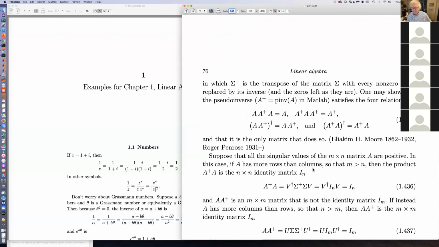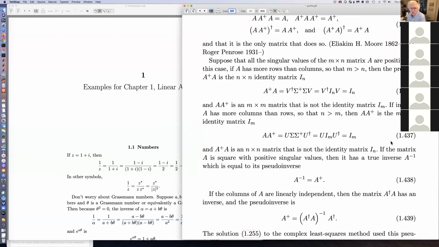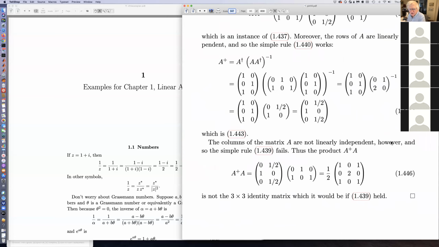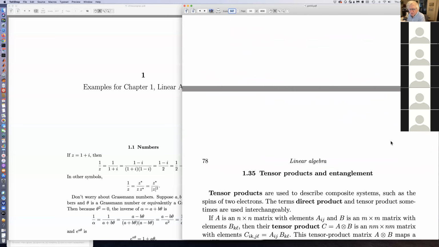And the English mathematician Roger Penrose is still alive, but Moore was, of course, born an awful long time ago during the Civil War. So I think that's enough for the Moore-Penrose business. So let me go on. If you want to talk about this on Wednesday, that's fine.